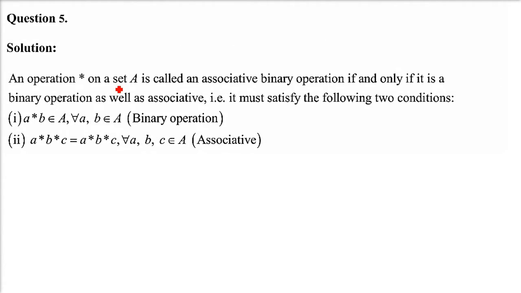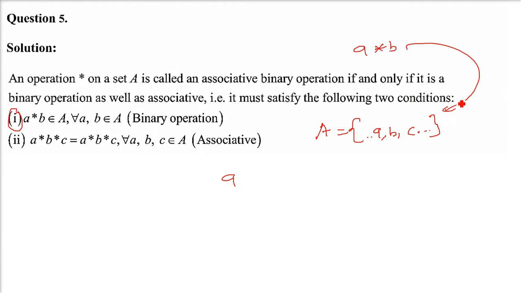Now the fifth part, define an associative binary operation on a set. Associative binary operation. Same thing you have to do. First you have to define the binary operation, and then associative. If we have a non-empty set A and we take three values, and binary operation always operates on two values. So if we have A star B star C, A star B is defined, B star C is defined, A star C is defined.